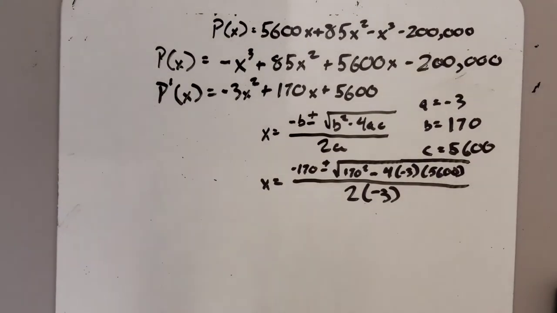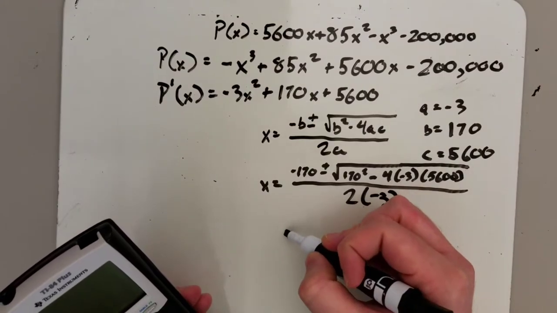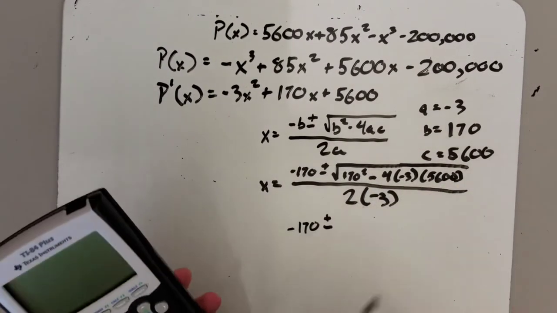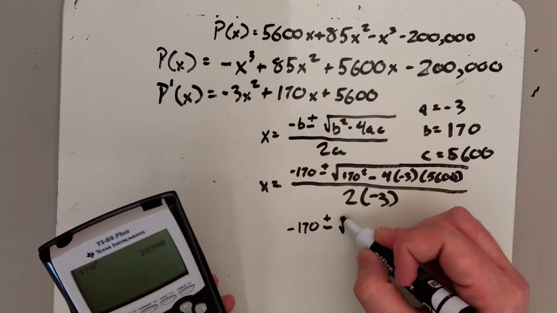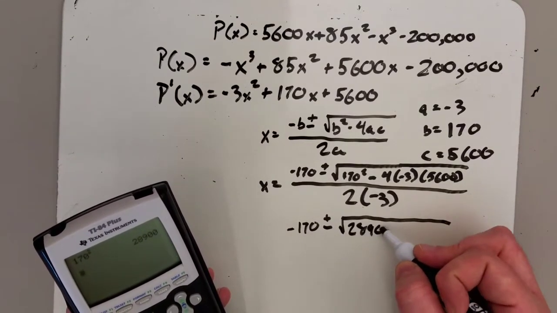All right, so again, I like to break this down into chunks. This is going to be negative 170 plus or minus. Okay, I'm going to do 170 squared. I'm cheating, I'm using a calculator. You're on your own in this one, guys. This is going to be 28,900.